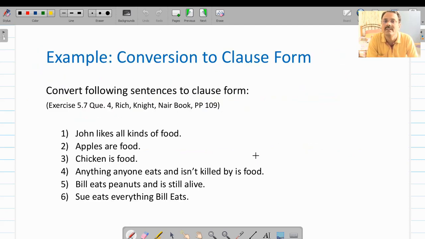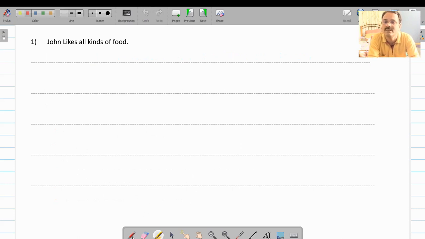Now let us see one example. First we will convert the statements into clause form. This is exercise question 4 from the Rich and Knight book, page number 103. Statements are: John likes all kinds of food. Apples are food. Chicken is food. Anything anyone eats and is not killed by is food. Bill eats peanuts and is still alive, and Sue eats everything that Bill eats. Let us convert these statements into clause form. First, we have to convert the given statements into predicate logic form.